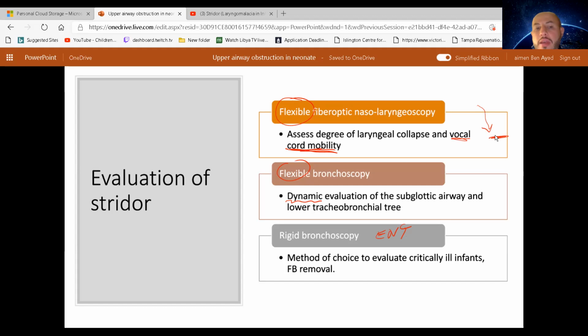Flex bronchoscopy is mainly used to evaluate the dynamics of the subglottic airway and the lower tracheobronchial tree, and that's why it's used mainly by the pulmonologist. Versus rigid bronchoscopy, which is usually indicated in a critically ill infant, especially to remove a foreign body, and also if you want to visualize below the vocal cord, but this technique needs complete sedation, so you have to take the baby to the OR.